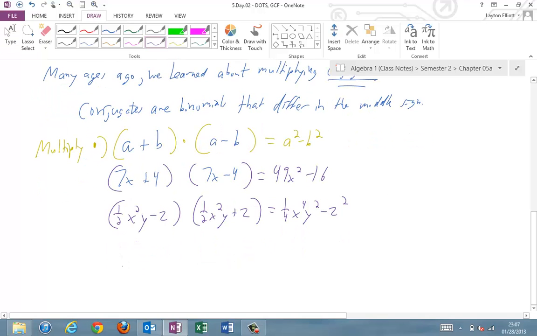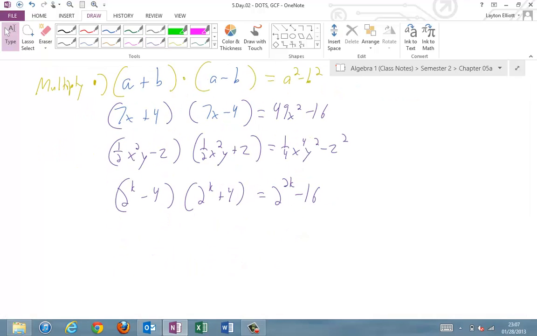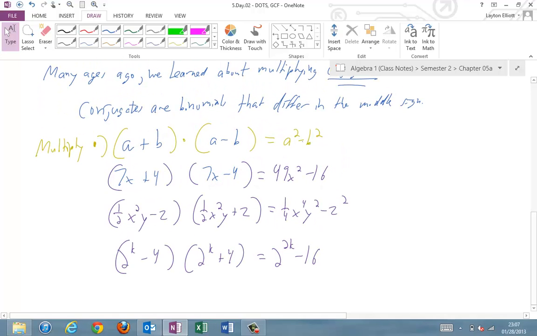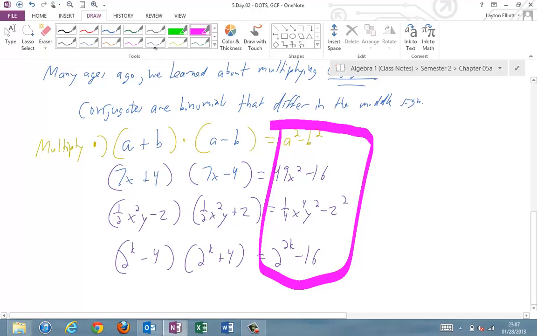And just as review, if I do 2 to the k minus 4 times 2 to the k plus 4, when we multiply with the same base, we add the exponents, but we don't change the base. That would be 2 to the k plus k, or 2 to the 2k, minus 16. Those are multiplying. What we're going to be doing is actually going from the right side and seeing if we can go to the left side.